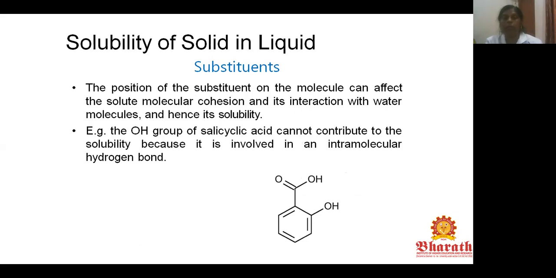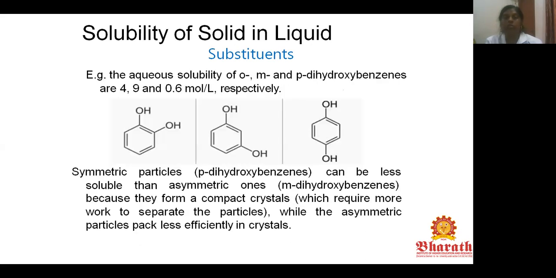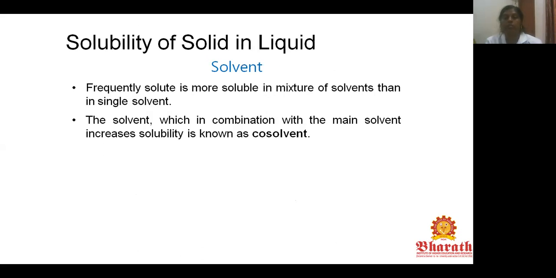So example, the OH group of salicylic acid cannot contribute to the solubility because it is involved in intramolecular hydrogen bonding. So the substitution in ortho, meta, and para shows that symmetric particles can be less soluble than the asymmetric ones because they form compact crystals which require more work to separate the particles, while the asymmetric particles pack less effectively in crystals. So next comes the solvent.